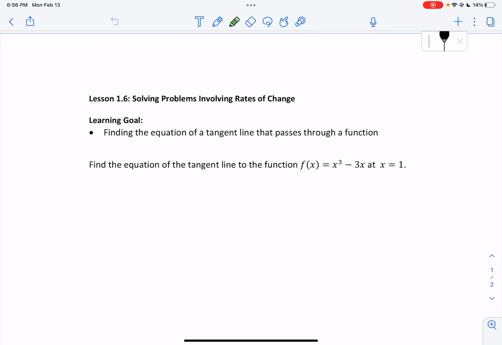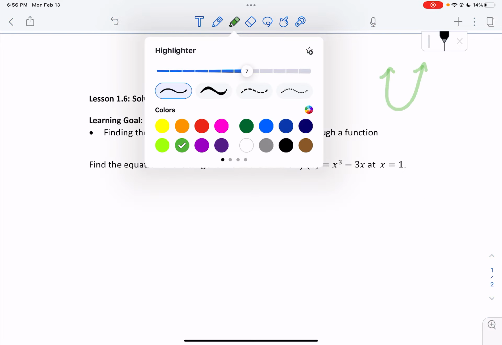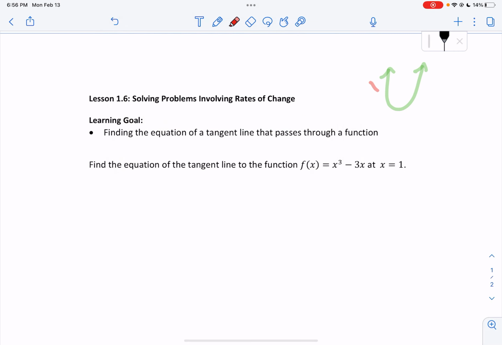Lesson 1-6, Solving Problems Involving Rates of Change. In this video, the second video of this lesson, we're going to find the equation of a tangent line that passes through a function. So let's remind ourselves what a tangent line is. When you have a function that looks like this, the tangent line passes through that function, and the slope of this line is the instantaneous rate of change at that point.